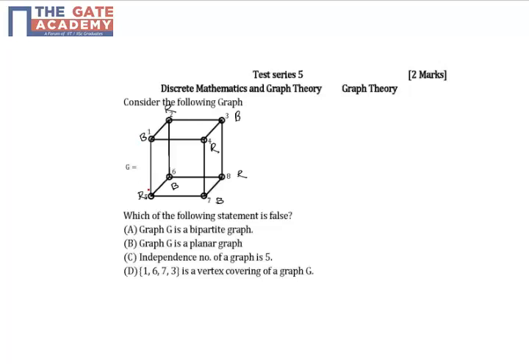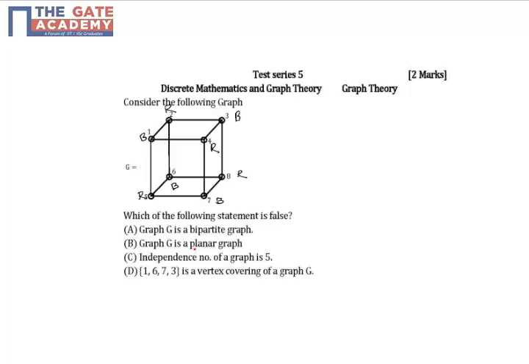From this we can say that the chromatic number of this graph is 2 because no two adjacent vertices have the same color. Hence we can say that this is a bipartite graph. So the first statement is true. Now the second statement is graph G is a planar graph.